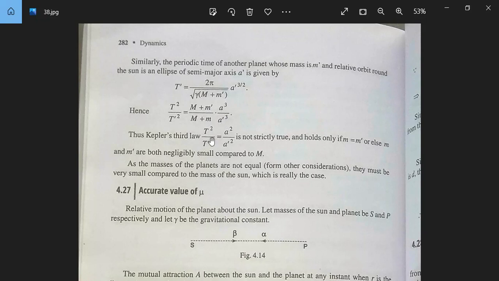Thus Kepler's third law, T square by T dash square is equal to a cube by a dash cube, is not strictly true and holds only if m is equal to m dash. अगर m is equal to m dash है तब केपलर का थर्ड लॉ यहाँ होल्ड करता है. Else small m and small m dash are both negligibly small compared to capital M. अगर दोनों मासेस एक दूसरे के लगभग बराबर है तब केपलर थर्ड लॉ होल्ड करता है.